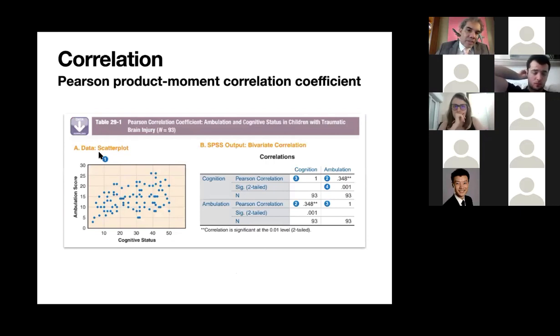So for example, there is a scatter plot of ambulation and cognitive status in children with traumatic brain injury, okay? So as the cognitive status increases, the ambulation score increases. So this is a positive correlation. It is a correlation of 0.348, so it's a 34% correlation. It's not a good correlation. You can see it's more like a cloud, but it's significant with 0.001. So it's a poor correlation with a significant value. That's all.